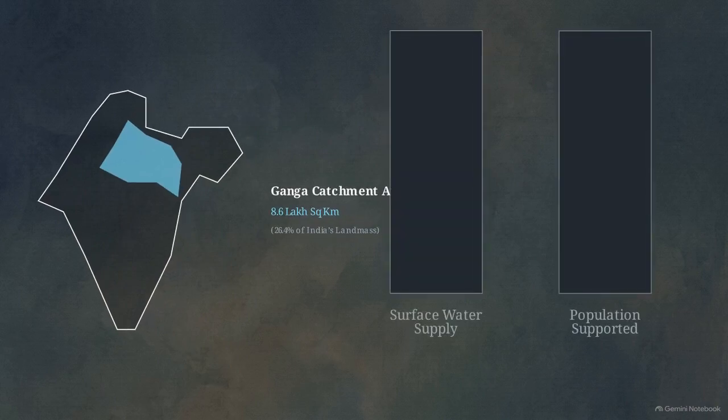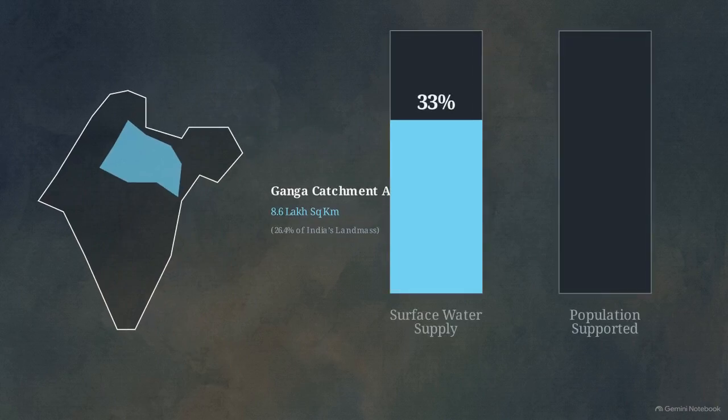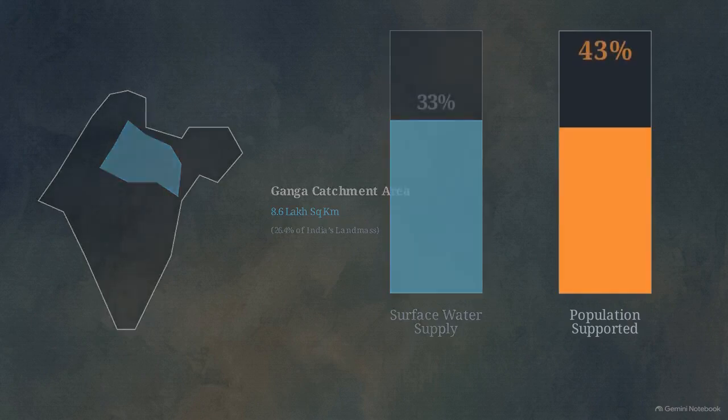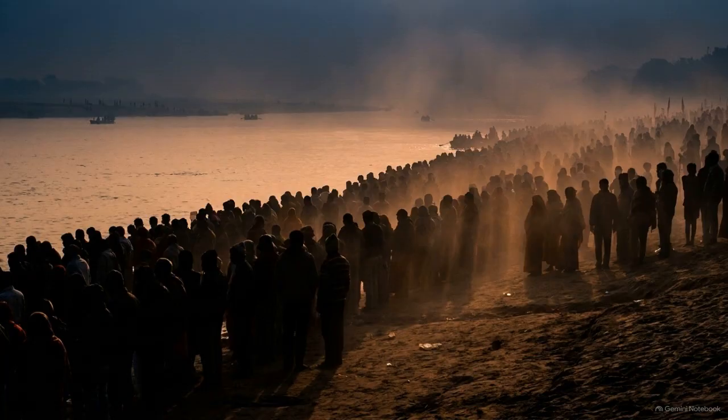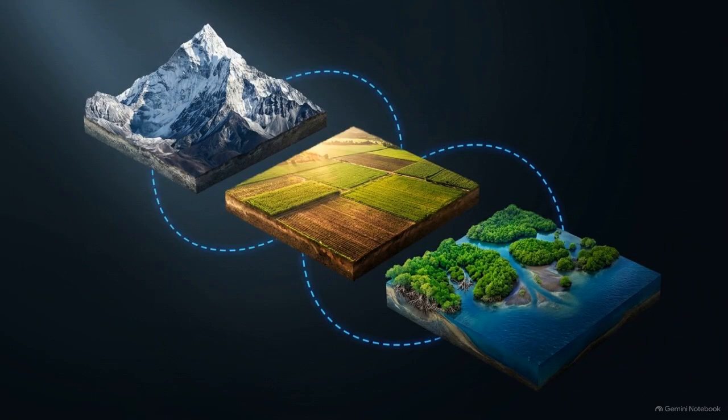To understand the human stakes, look at the concentration of life here. This system provides 1/3 of India's surface water and supports 43% of the nation's population. To see how one river system shoulders the survival of hundreds of millions, we have to deconstruct how it is built, piece by piece, from the Himalayas to the ocean.